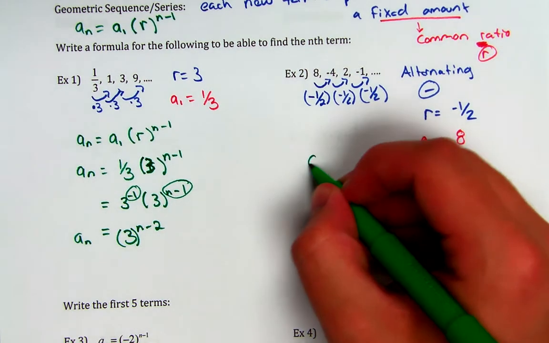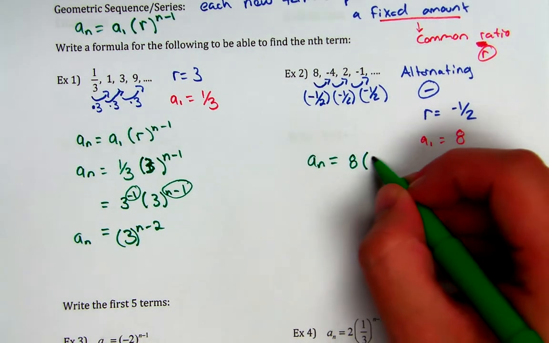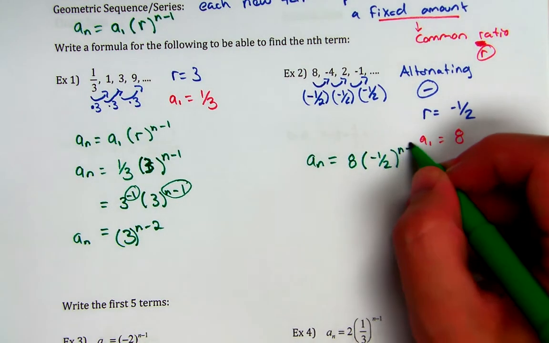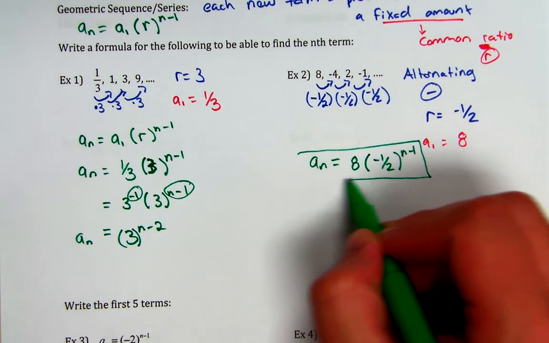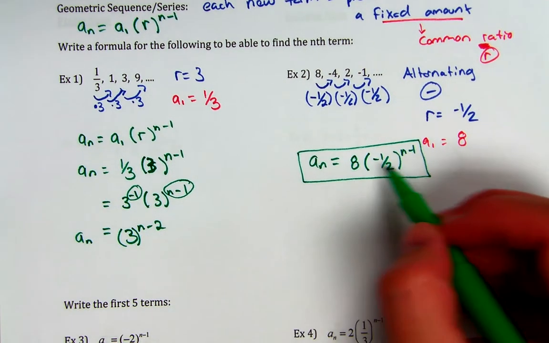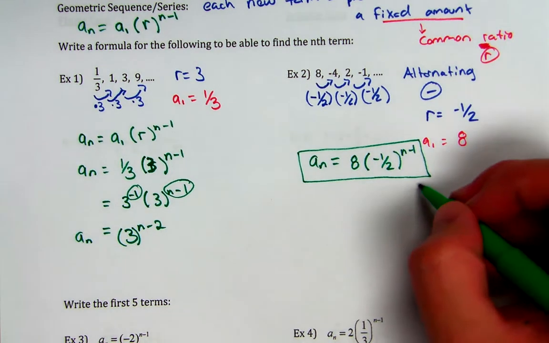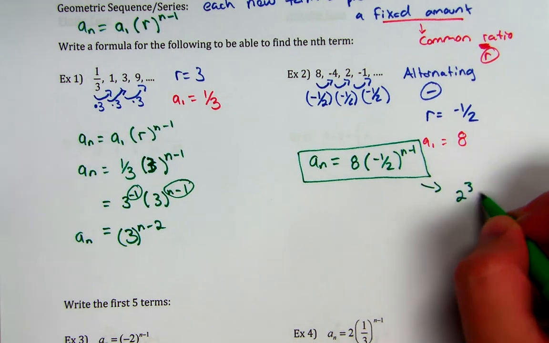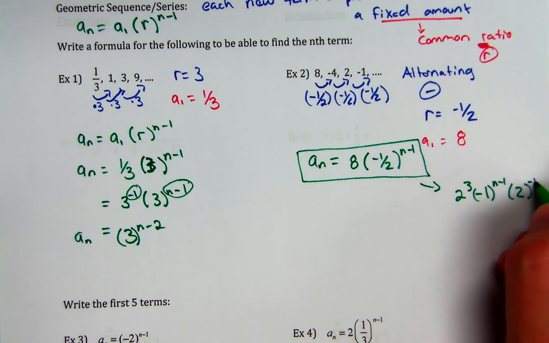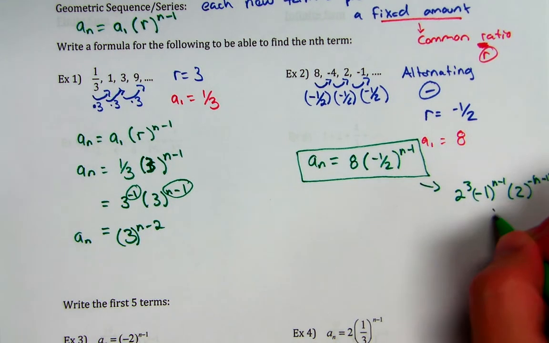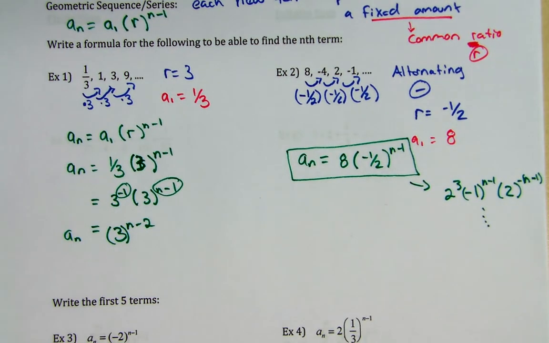And now I just use my formula. A_n equals A_1, which is 8, times negative 1/2 to the n minus 1. And this is kind of a perfect example of what I would say is not as easy to manipulate. Yes, you can write 8 with 2, but that negative complicates things. If you wanted to, you could do 2 to the 3rd, bring out a negative 1 to the n minus 1, and a 2 to the negative n minus 1, and then keep going from there. So if that interests you, you can go ahead and do it, manipulate it. I'm not going to worry about it for now, though.